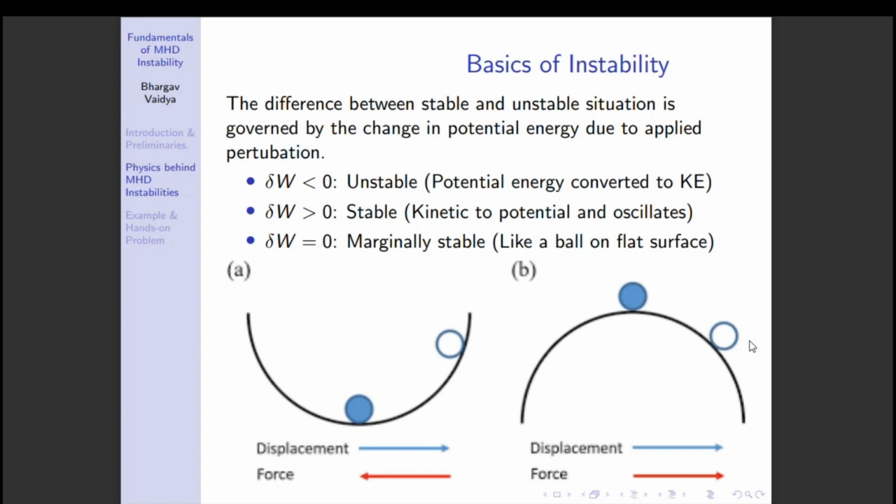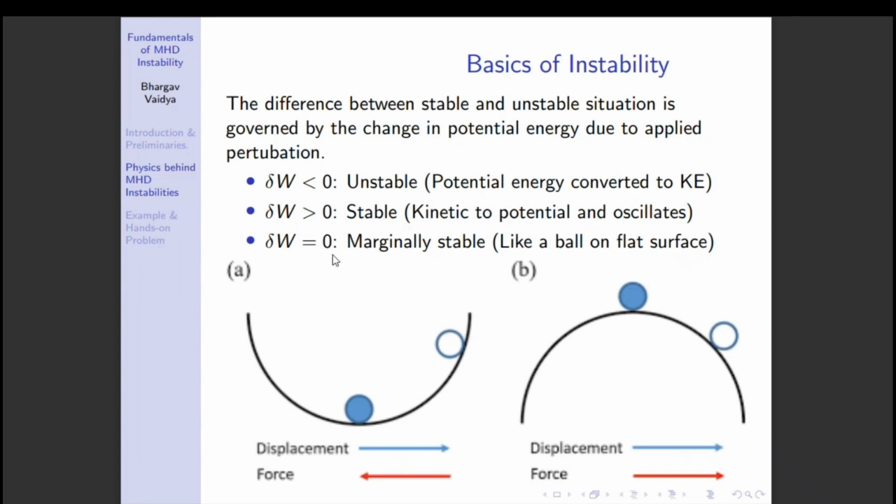The potential energy is released, so when you force something, it basically falls down over here. This is potential energy converting to kinetic energy. Similarly, if you have a change in potential energy greater than zero, then the system is stable. This is essentially the case here: the change in potential energy is greater than zero, and therefore it will come back to a stable state. Any kinetic energy will be converted to potential and back to kinetic, and it just keeps on oscillating, and then it comes down to its state.